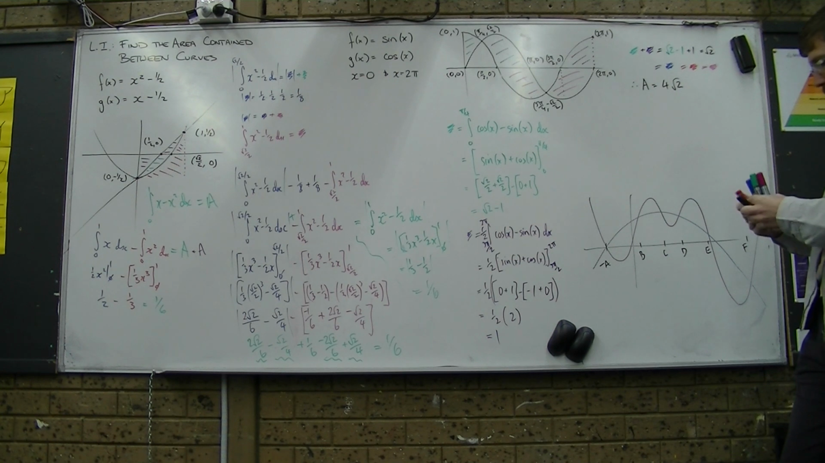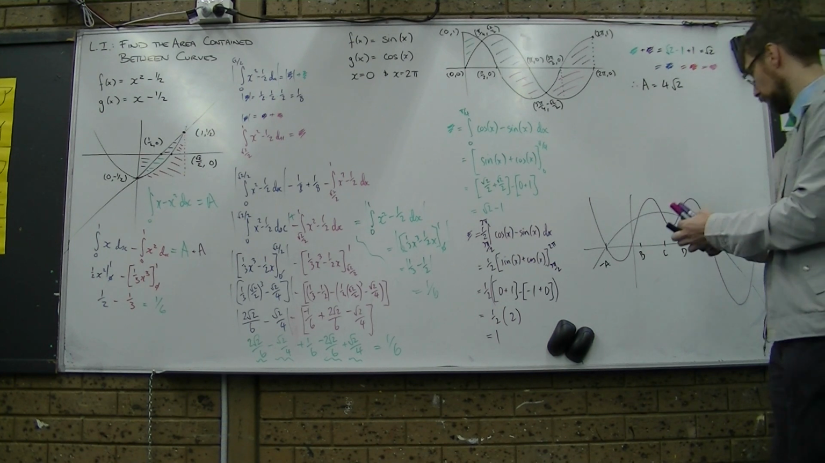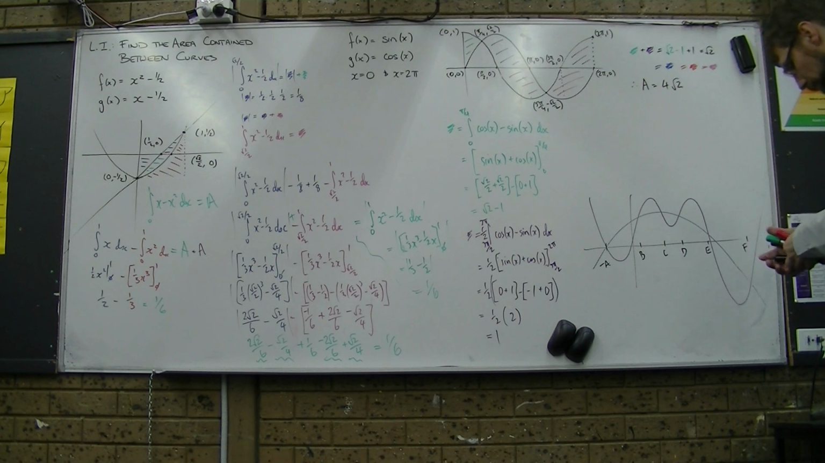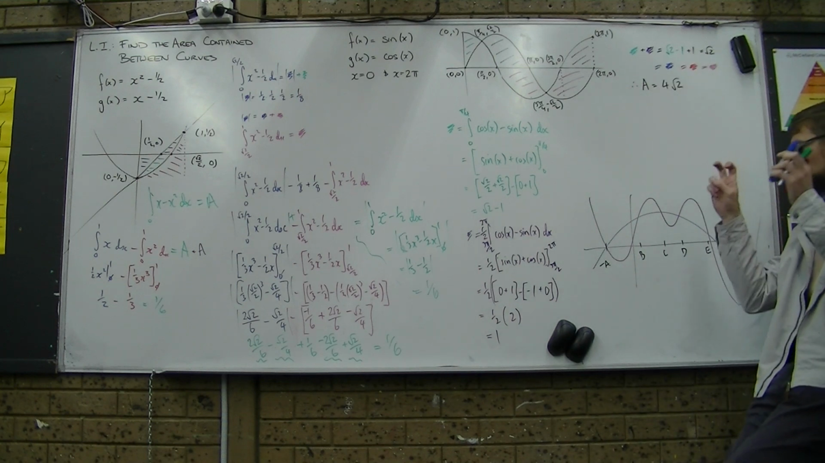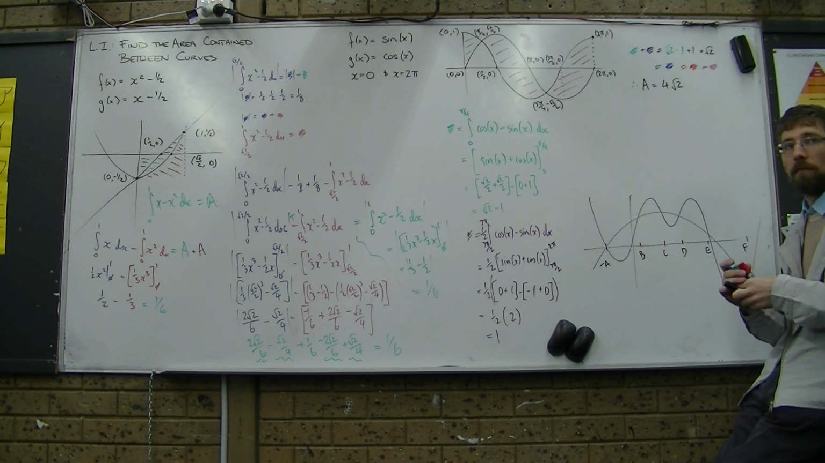So I want blue, purple, red, green, get rid of it. Okay, some of these are going to be positive areas, some of them are going to be negative areas.